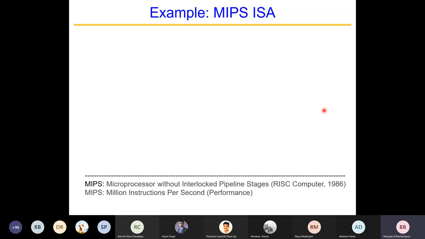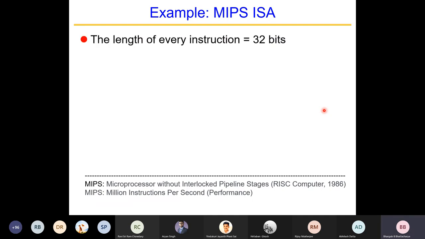And the word MIPS has also another connotation. It's in context to the performance of a machine. It's called million instructions per second. So you might say the MIPS value is this. That means the machine is capable of executing so many million instructions per second. So the word MIPS has two connotations in the context of computer architecture. Sometimes it refers to a processor and the assembly language, and also it refers to million instructions per second.